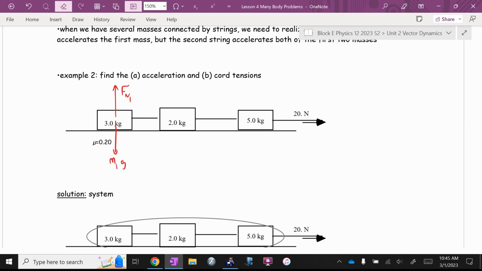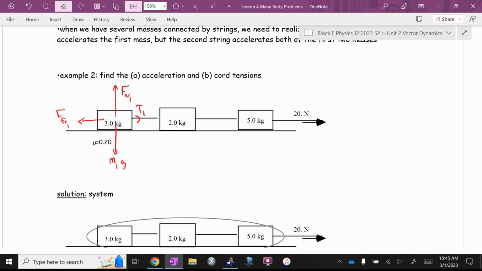Slow down. Is there friction in this question? Really? How do you know? I gave you a mu. So which force am I missing? Okay, there's also going to be friction. I'm going to call it friction force number 1 to go with mass number 1. Okay. Yeah, those are the forces acting on mass 1.